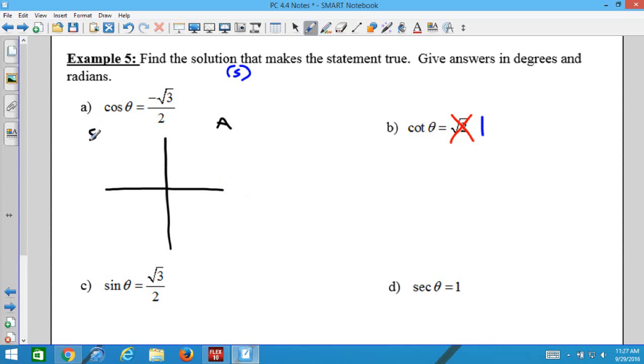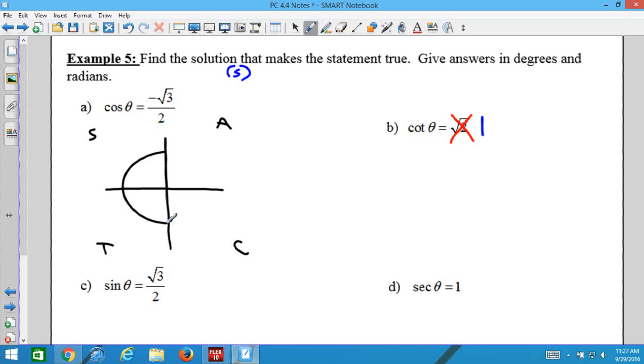All Students Take Calculus. Cosine is positive in all, in the C. So it's negative in 2 and 3. So I know that this is either going to be in 2 or 3. Can't you have two answers? There will be 2 answers.